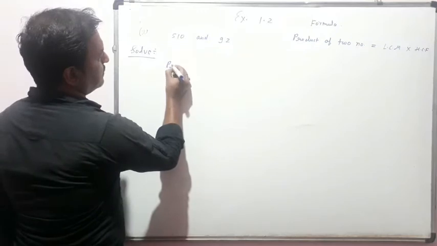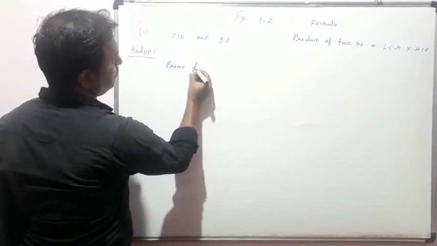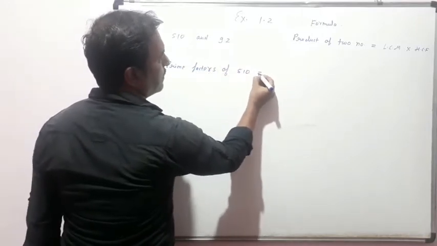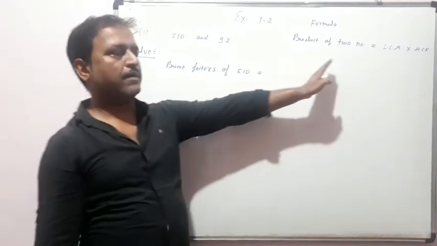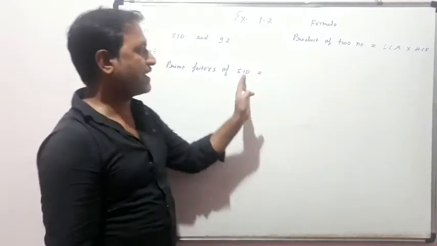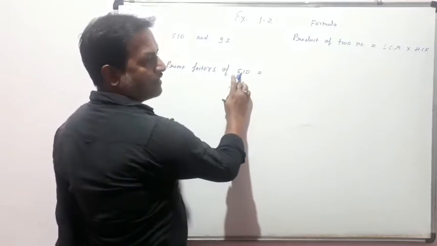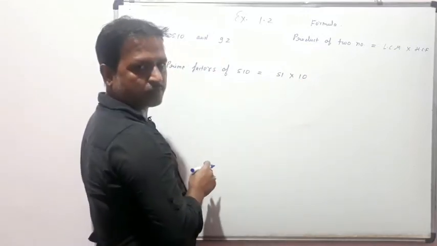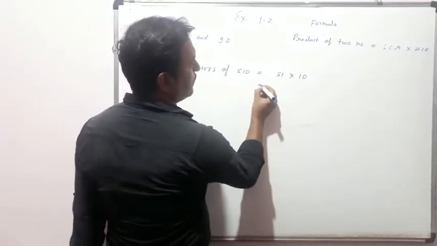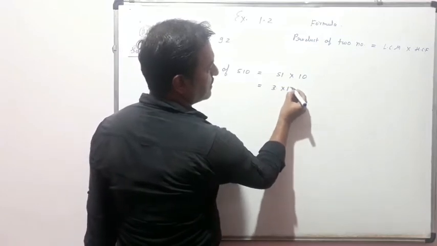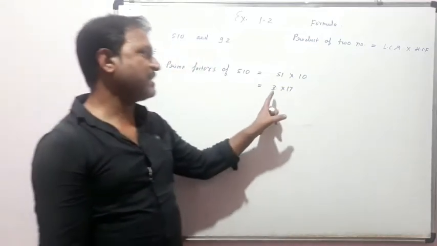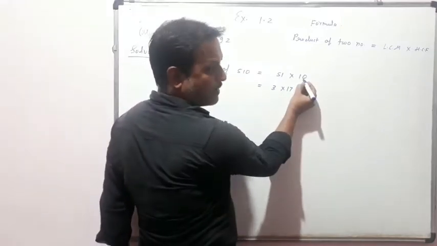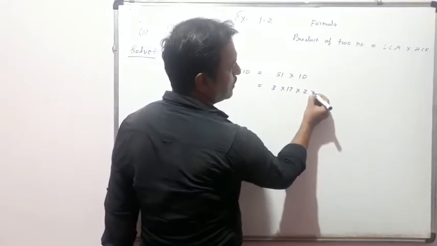So prime factors of 510. You can do it like you did in small classes, factorization, or we can solve it this way: 510 can be written as 51 into 10. Clear? This 51 can be written as 3 into 17. Now you can see clearly 3 and 17 both are prime numbers. This 10 is not a prime number, so we can write it as 2 into 5 also.